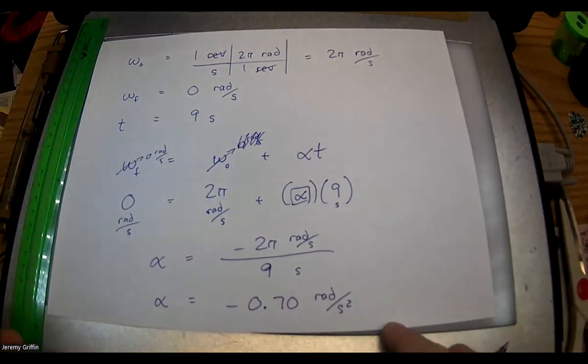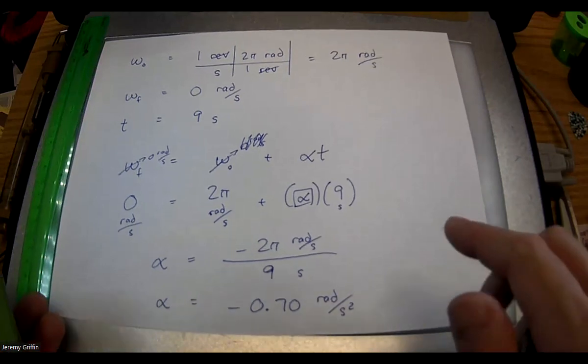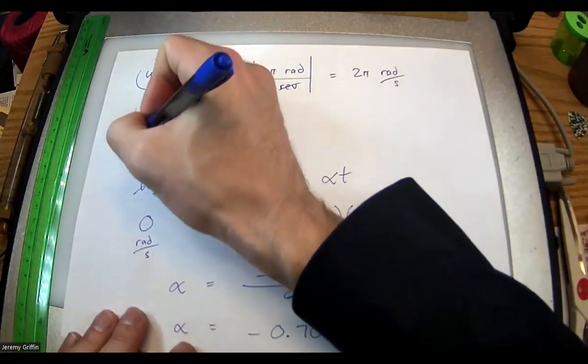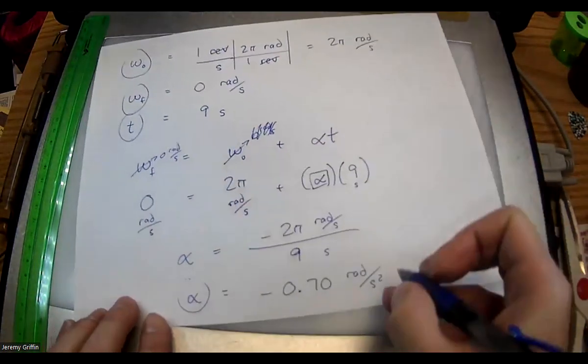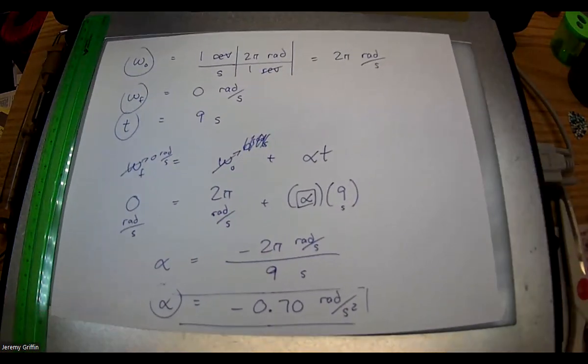Did you guys get that right there? Okay. You get that? Okay. Now that's just the rate it's slowing down. So far we've got bam, bam, bam, bam. That's 4 of the 5 kinematic variables. So the last one we have to solve for is how far it turned.